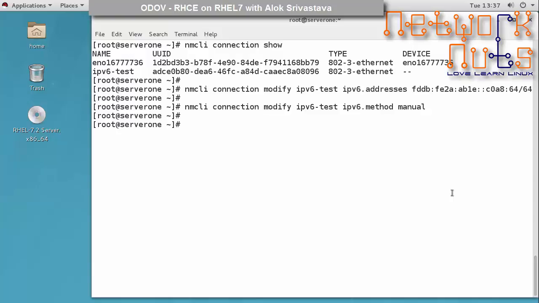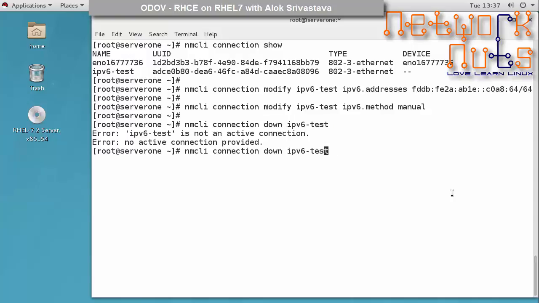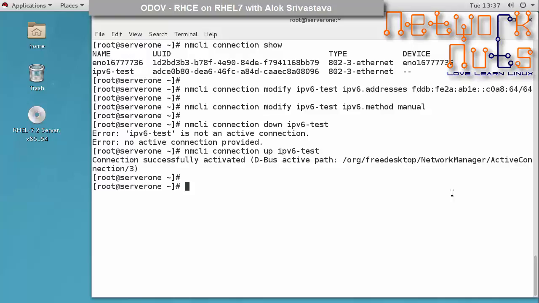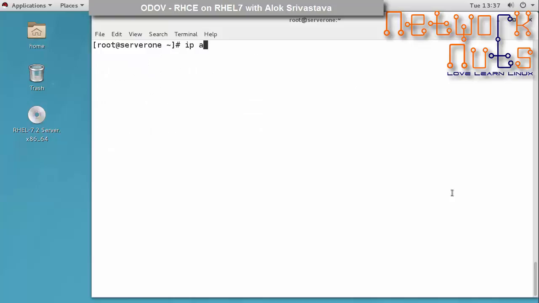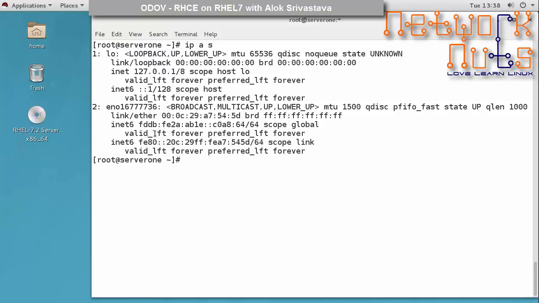Obviously I need to do a link up and down, or down and up. I give nmcli connection down IPv6-test, and I give an up here. It's up. So if I show you this ip address show, I think this is the IP address that I had assigned. This link local address is coming up here, which is the identity on the local LAN, as it is starting with FE80. But this we can presume is a global scope. See here, scope link.